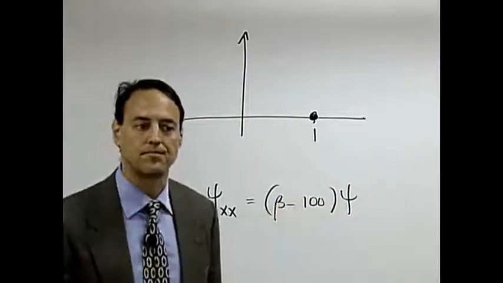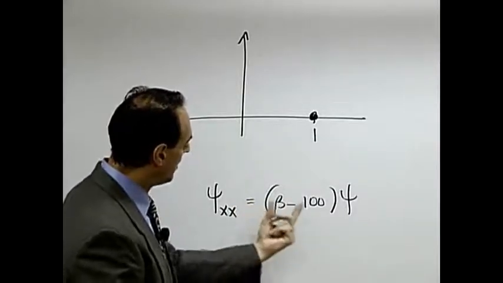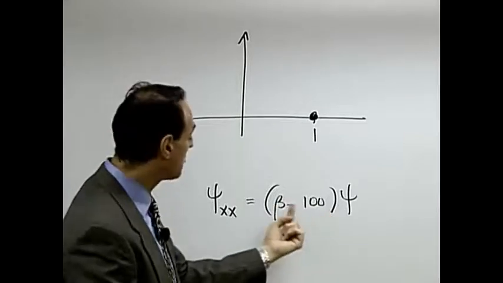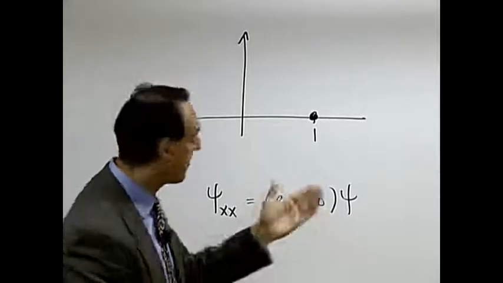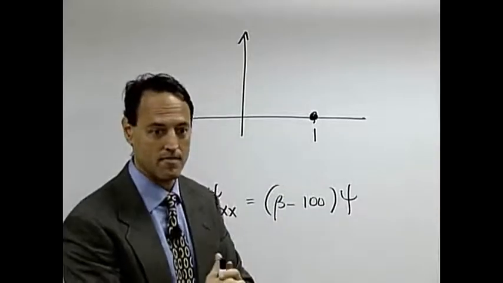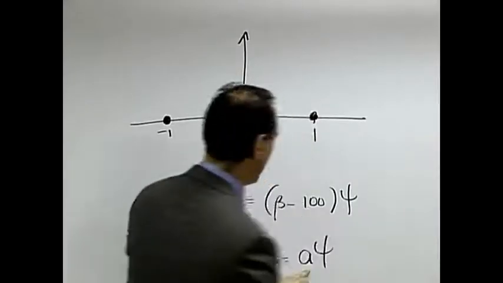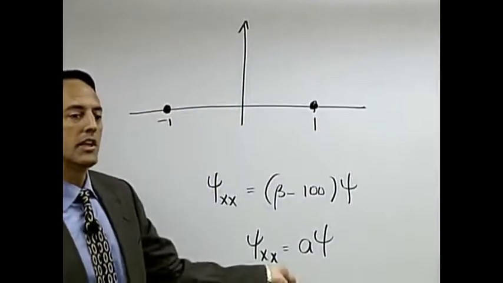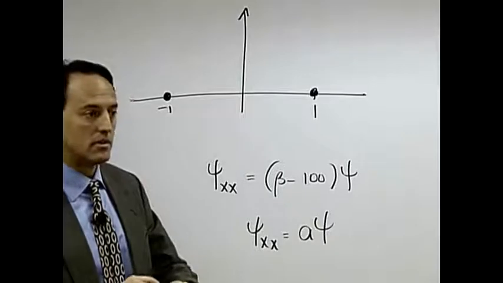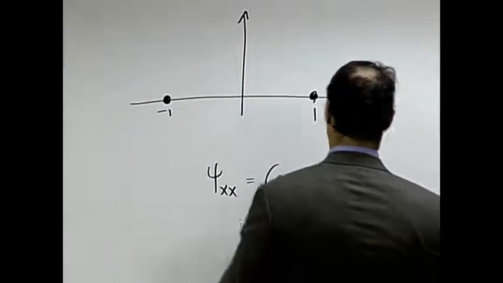Now beta is constant. So let's just try to ask a few questions about this thing. So 100 and beta, so this is sort of another constant. And suppose beta is bigger than 100. Okay? So if beta is bigger than 100, then beta minus 100 is a positive number. Okay? So if you have something that looks like this, where a is positive, the solutions to this, anybody know what they look like? They're exponentials. So they are solutions like this, e to the plus or minus square root a x.